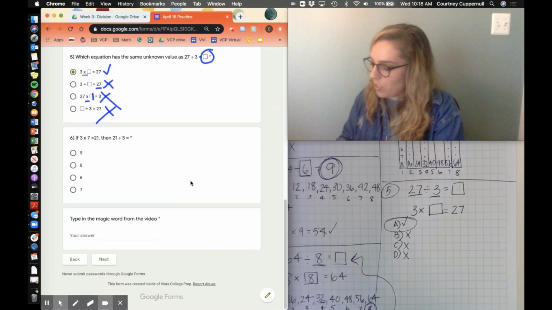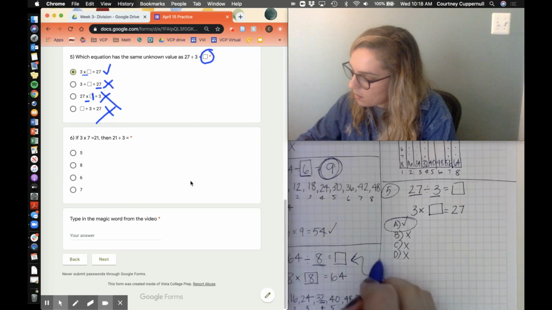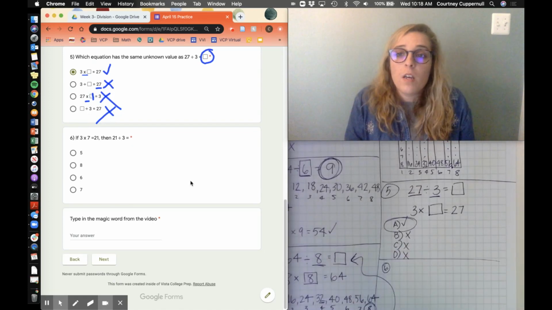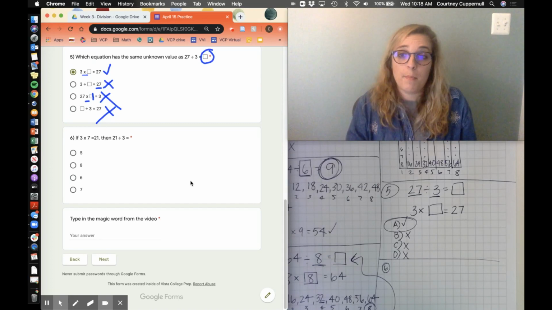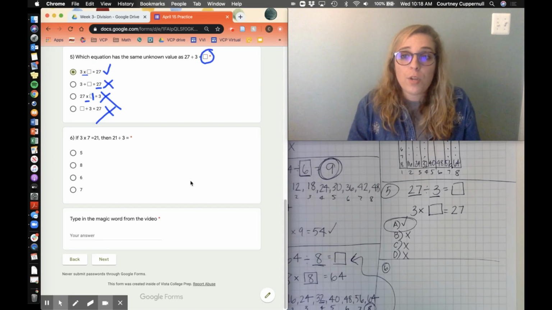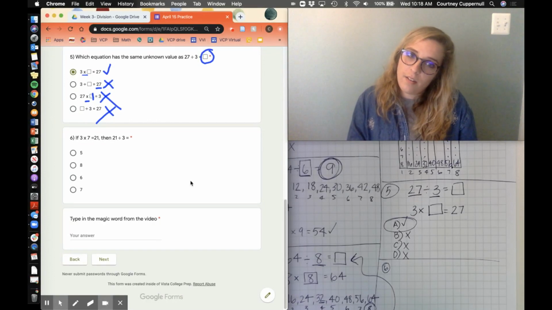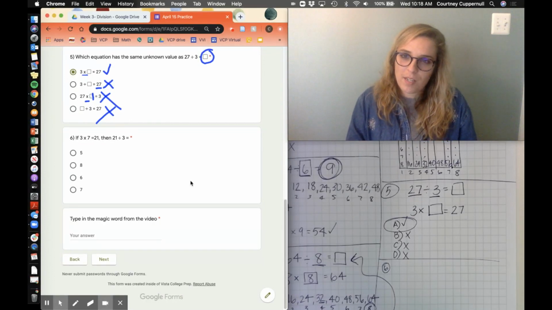And then finally, question 6. If 3 times 7 equals 21, or let's read that like a mathematician, if 3 groups of 7 equals 21, then 21 split into 3 groups equals what?